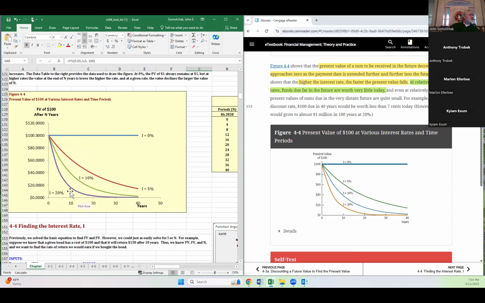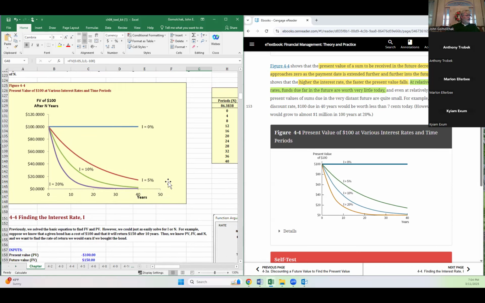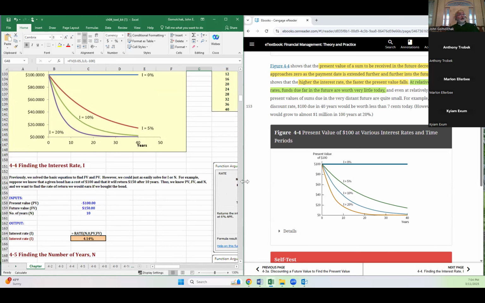This one here was, I guess, 20%. You see that it goes very steep. But once again, we can't go all the way to zero. It just approaches zero. Same thing out here at 10%. As we get further and further in the future, the value of that future value goes down because of the time value of money.